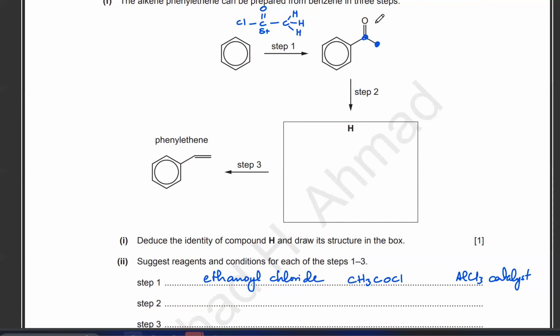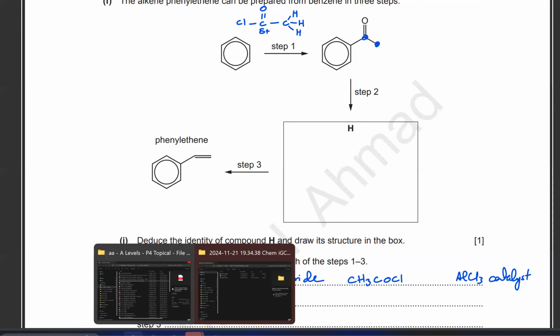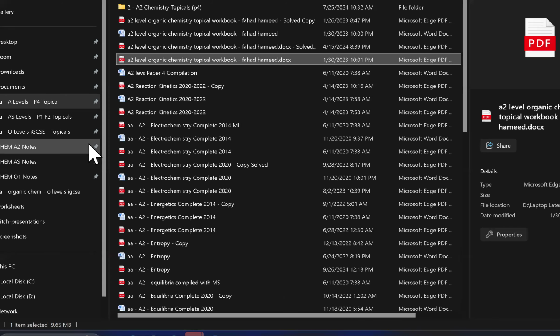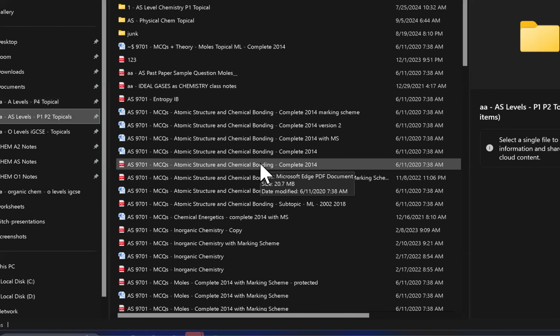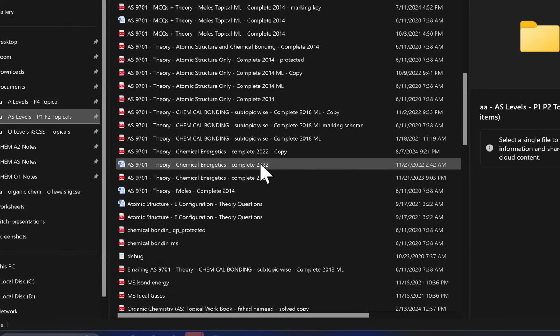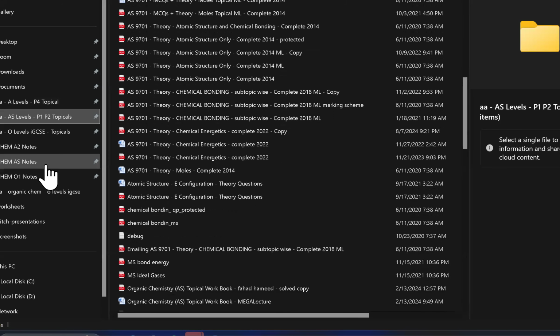Now this is a ketone. How do you go from a ketone all the way to an alkene? Okay, I'm going to open the AS chart. In AS we had a reaction chart. It's this one.